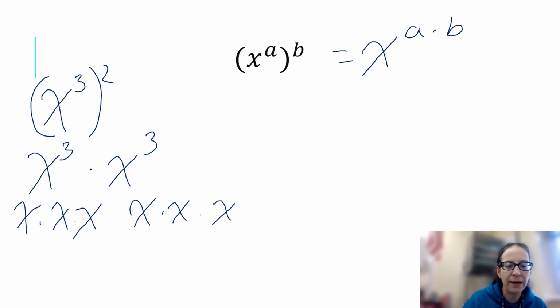And what's happening in between them? Oh, they were being multiplied, which means that we have another multiplication. So what do I end up having here? X times x times x times x times x times x.